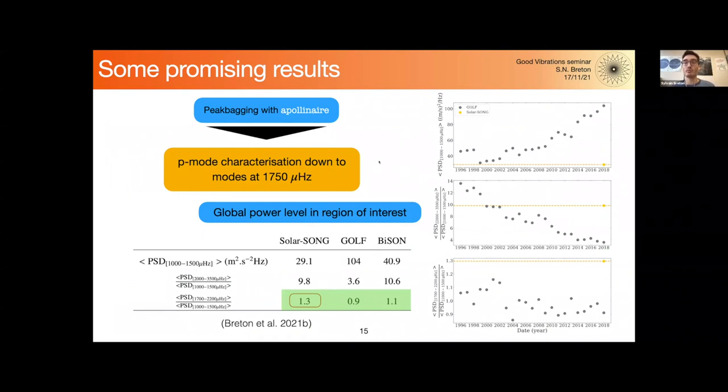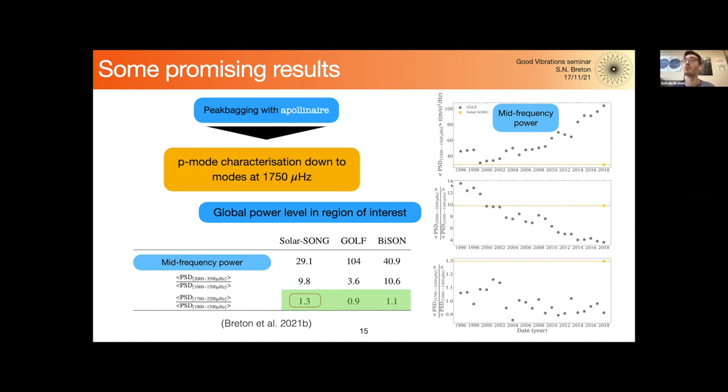So I was able to perform the peakbagging of the Solar SONG data, so the analysis of the p-modes with the Apollinaire module, and I was able to characterize the p-modes down to 1,750 microhertz, which is good for a series that only lasts for 30 days. I also characterized the global power level and ratio in some regions of interest. So first, the mid-frequency power, between 1,000 and 1,500 microhertz, so below the p-mode hump.